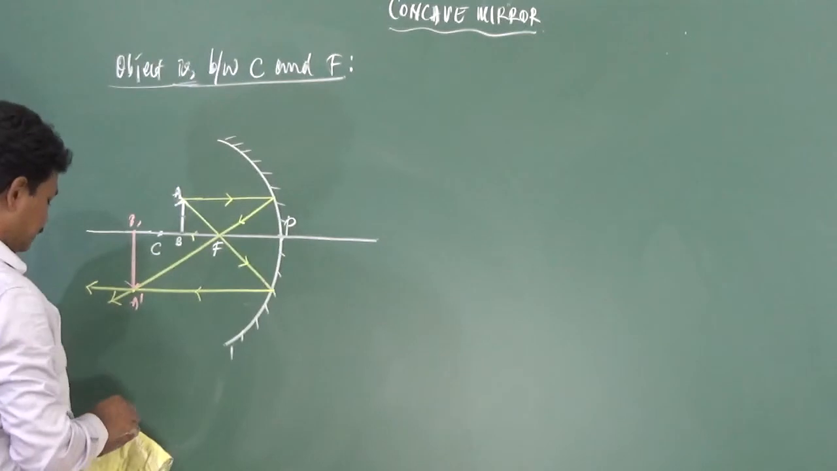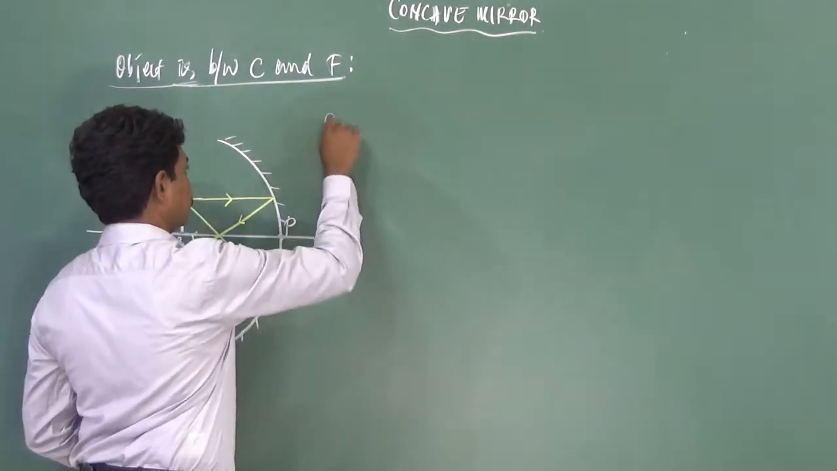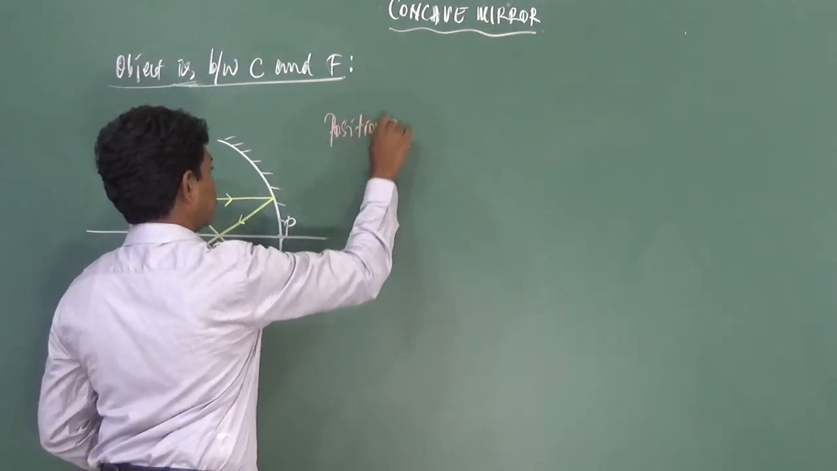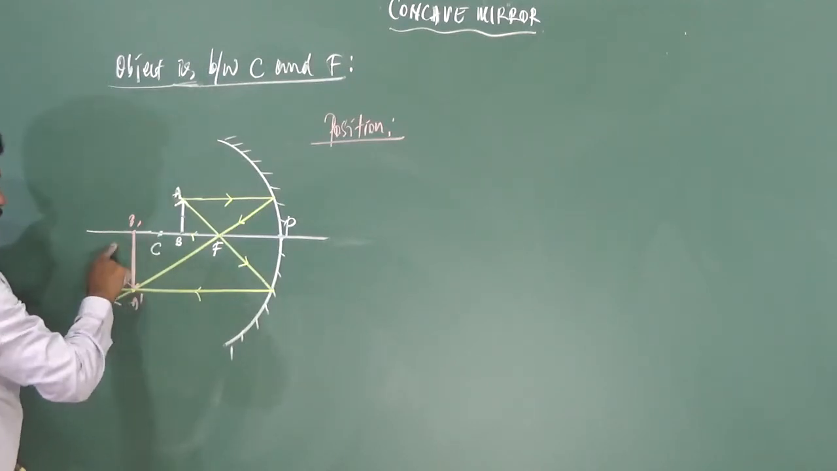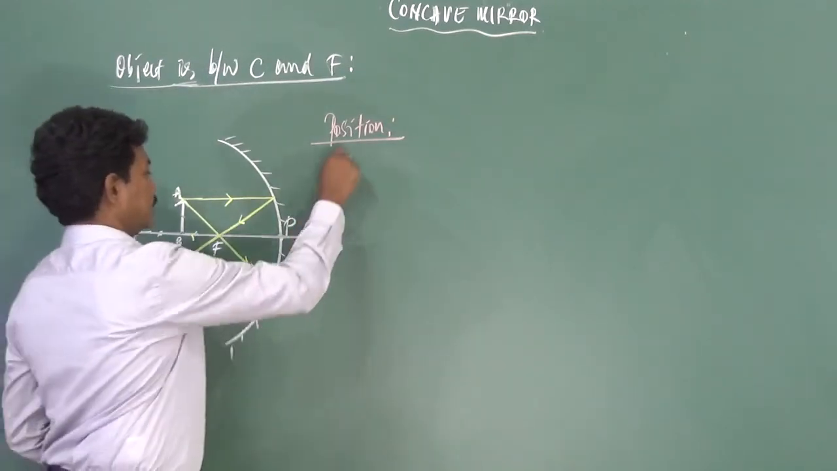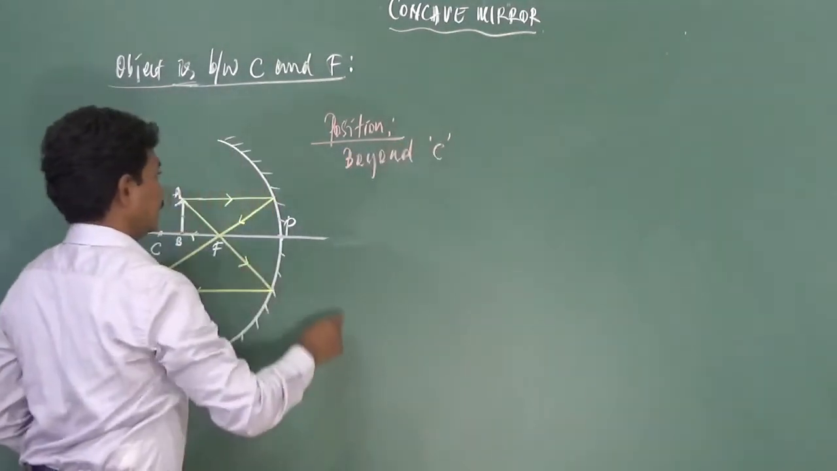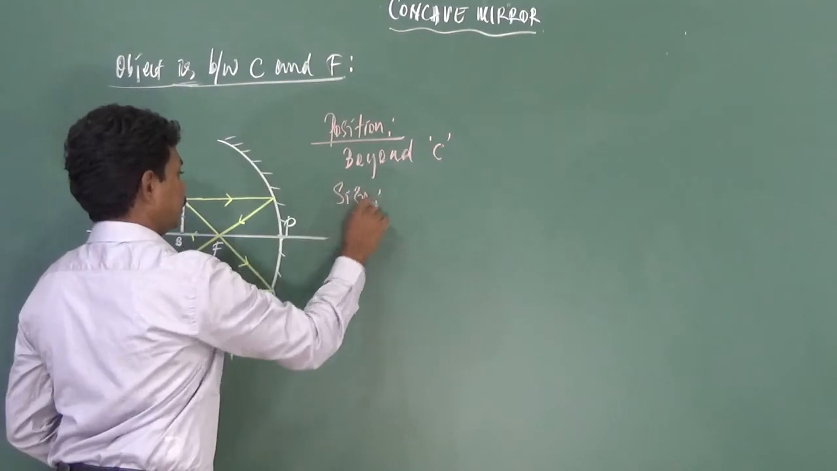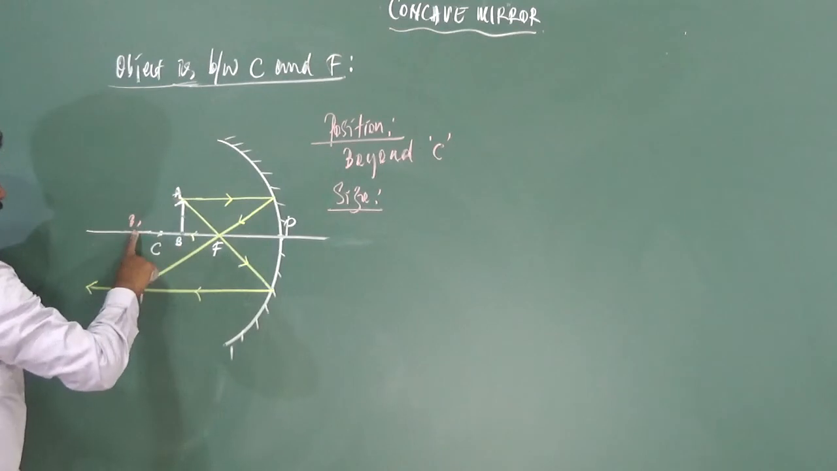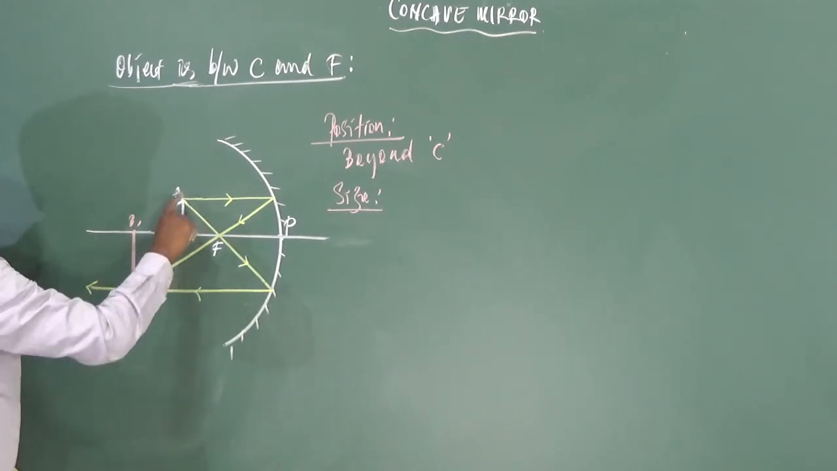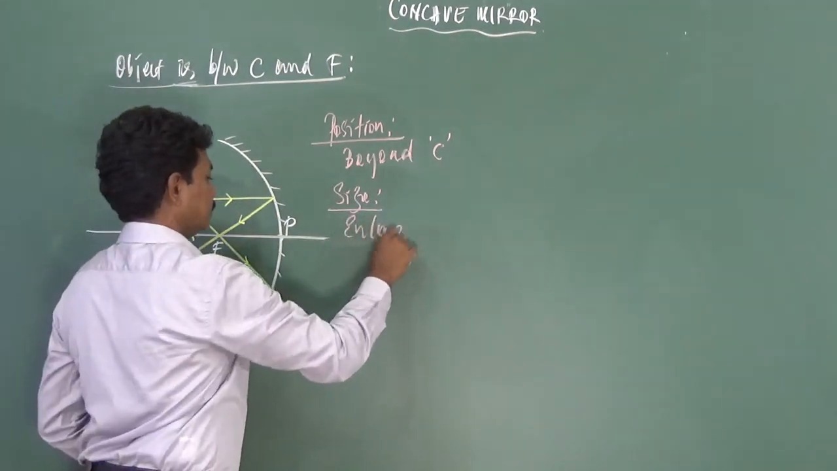Now let us write the nature and position. First the position of the image. We can see that the image is formed beyond C, it is after C. Beyond C, very important. Now the size of the image: when you compare it with the size of the object, it is enlarged. It is bigger than the size of the object. Therefore it is enlarged.